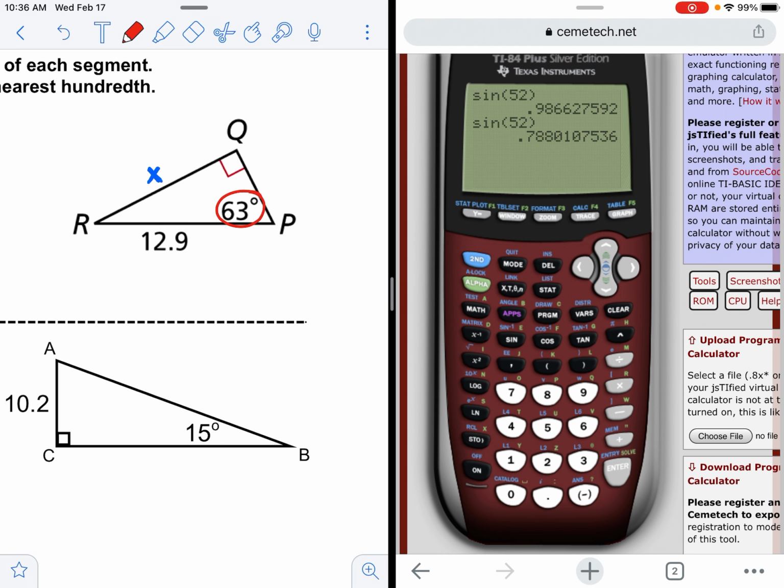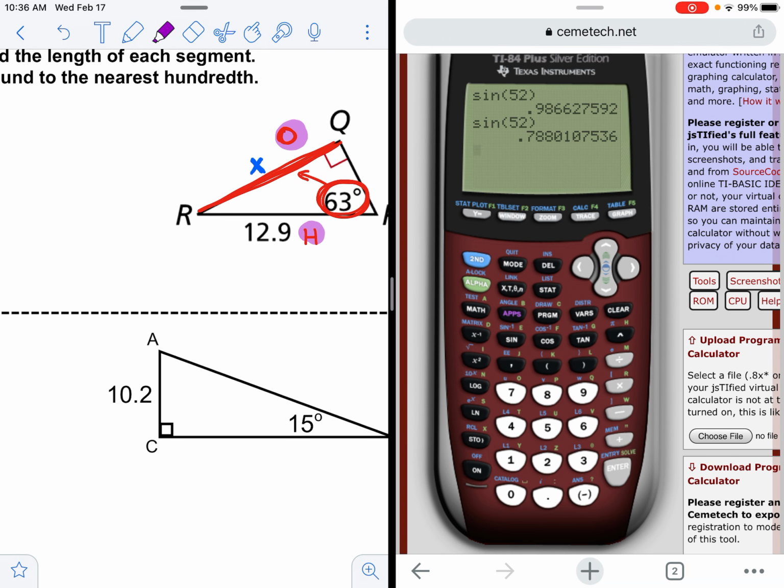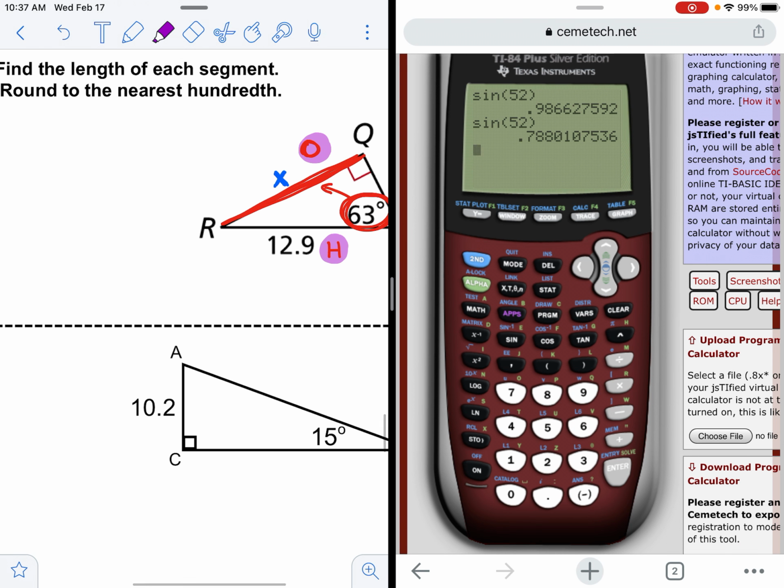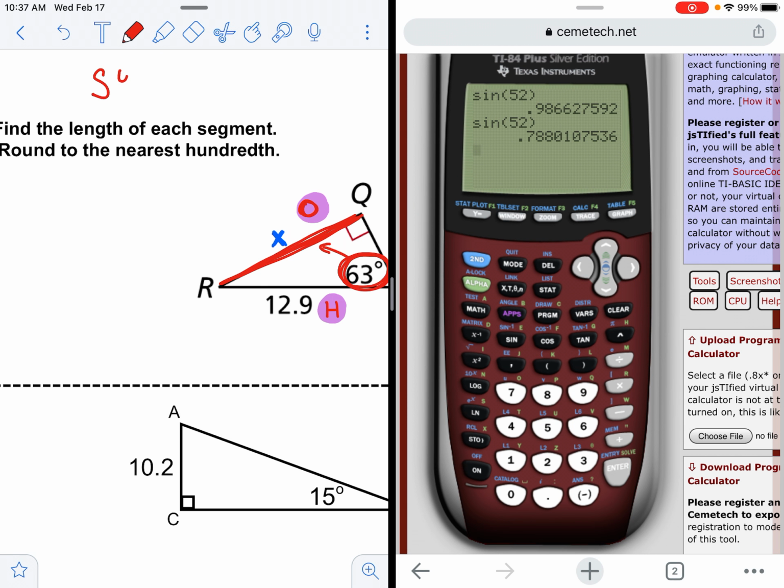So what you're going to do is I like to circle my angle. Here's my angle. It's 63 degrees, okay? I want to say how the two sides are related to it, the side that's X and the side that's 12.9. So we'll start with this side right here. Is this the opposite side, the adjacent side, or the hypotenuse? It is the hypotenuse, so I'm going to put an H there for hypotenuse. This side right here, is it the opposite side or the adjacent side? If you look, it doesn't touch angle P. It is opposite of it. So this is the opposite side.